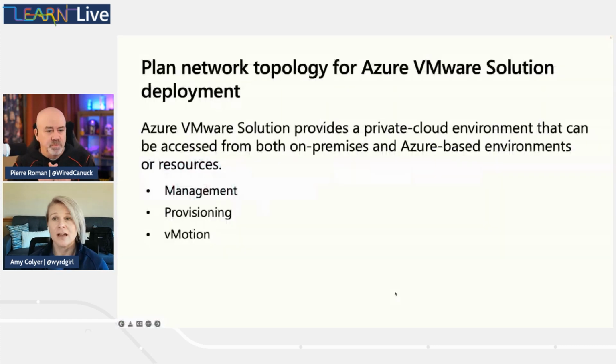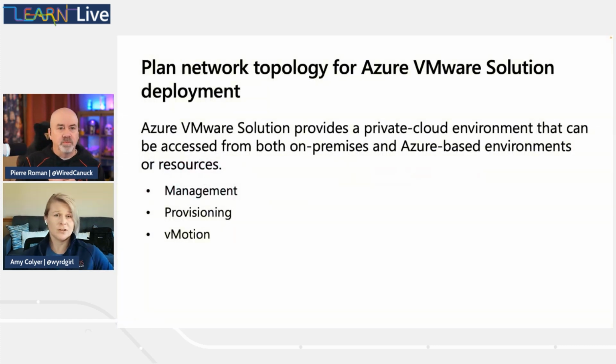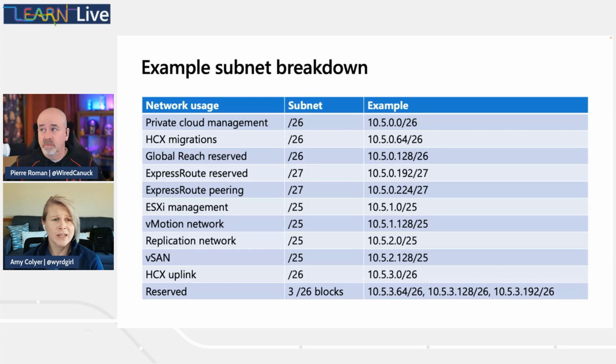Okay. So yeah, planning your network topology for AVS is really important, just like preparing your environment. Because you're going to need IP address spaces for your management, for provisioning, for vMotion, just like on premises. You don't want anything overlapping. So we have an example breakdown here. The whole thing is a /22 environment. So it's a big CIDR. And then you carve it out into these smaller subnets.